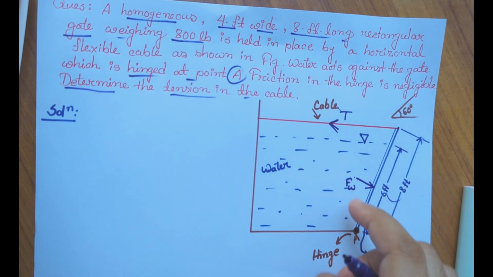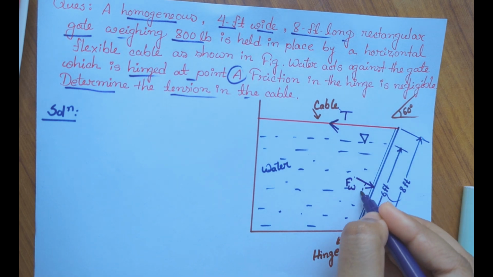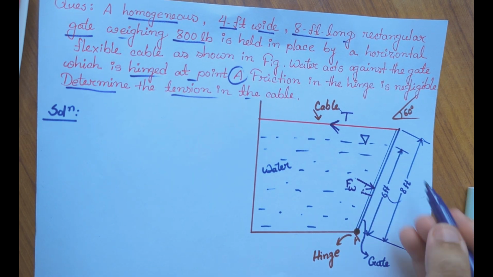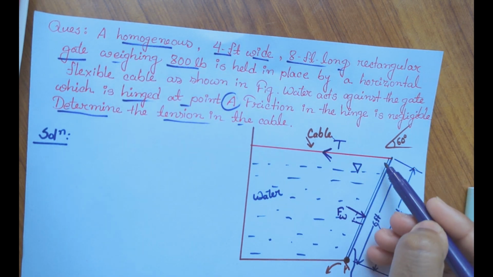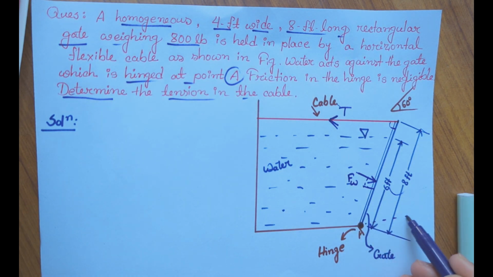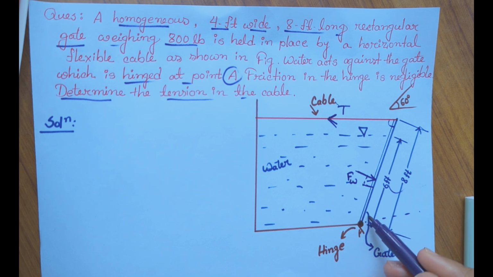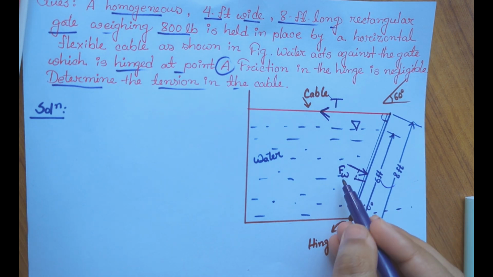Why did I draw this force at this angle? Because we know that the force always works upon the surface perpendicularly. This is the perpendicular to our gate. So the force works this way, and they said that this angle is 60 degrees. See, if we draw a horizontal line, this will be 60 degrees. Let's find out this force.